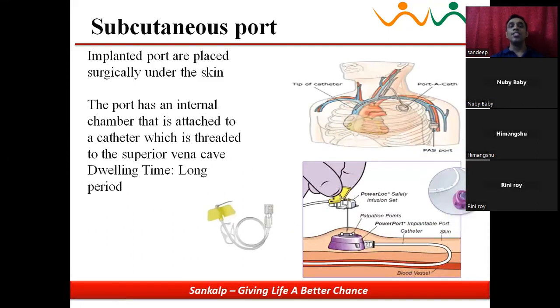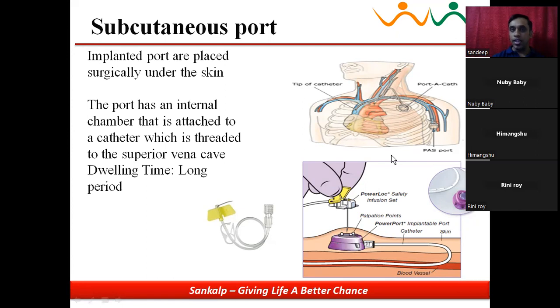This is called a subcutaneous port. The subcutaneous port is also called a chemo port. It is used for the long term, if somebody needs it for more than a year, two years, or three years. Especially oncology patients who are receiving chemotherapy will use this one. You can see the chemo port is under the skin, not above the skin.